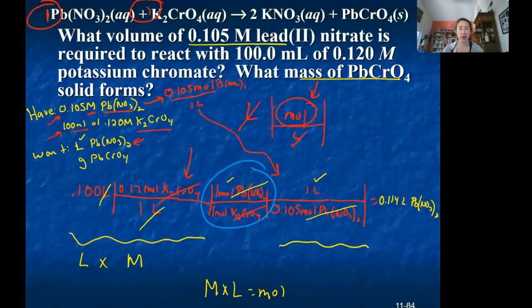Brenda found a little interesting shortcut. Yes, you can use M1V1 equals M2V2, but I will warn you that it only works when the coefficients are 1. It falls apart when they're not 1. It works by chance in this problem only because this was a 1 and this is a 1. It's a coincidence. If these are not 1s, it will not work. Okay, so now our next piece.